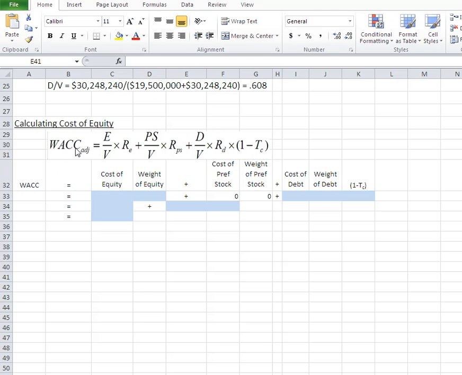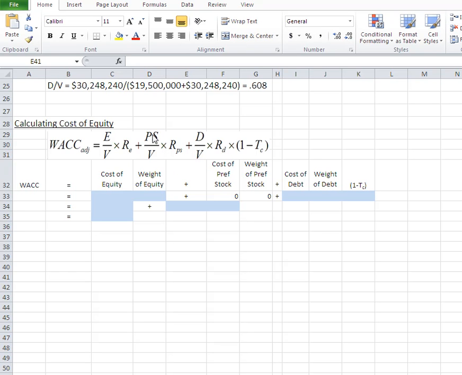But the weighted average cost of capital, this is adjusted, is just the weight of the equity, which would be your total equity in relationship to your total assets, which would also be equal to your total liabilities plus your total equity, the V component here, times the cost of your equity. So that's one part of that equation, focusing on the equity.